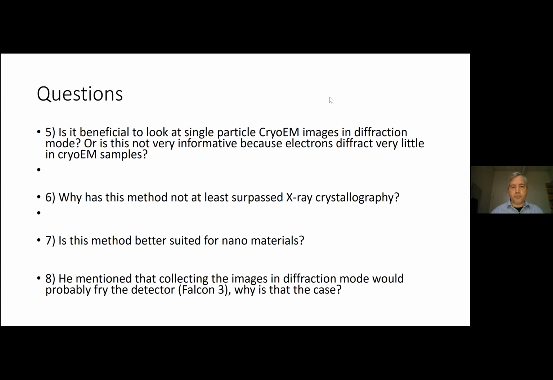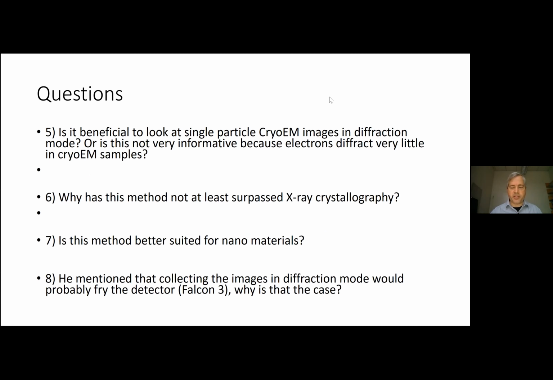Let's see. Is it beneficial to look at single particle cryo images in diffraction mode? Yeah, so single particle in diffraction mode isn't very beneficial because there's no order. So you'll be looking at the average of everything, but it won't make any sense. Because things are not ordered, there's no information that's adding up as discrete diffraction spots. So it doesn't really help you at all to average everything in the field of view, apart from maybe seeing if there's ice crystals or something like that.